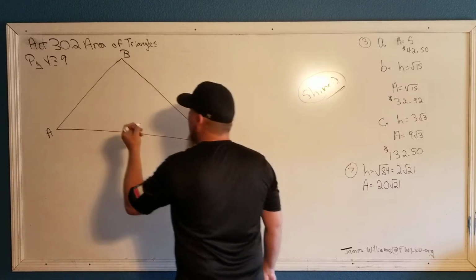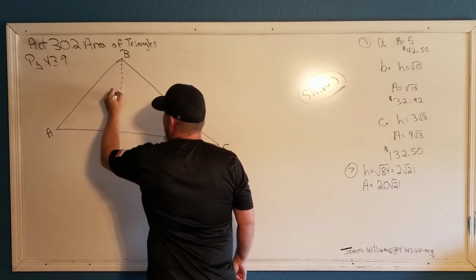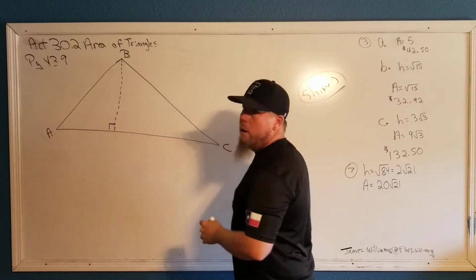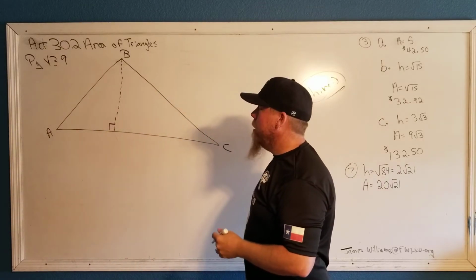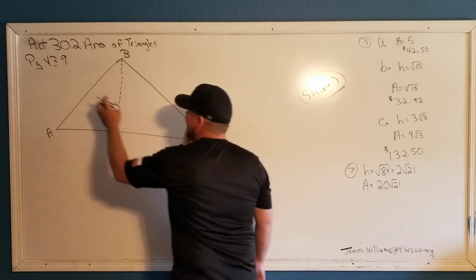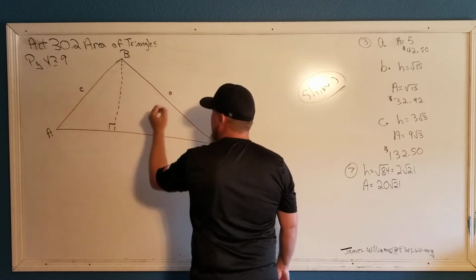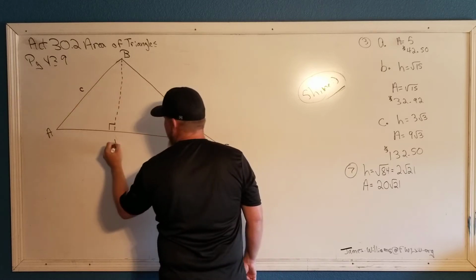So I'm going to draw my height. I'm going to go from B down here to AC, and again, this is a generic triangle. I don't know what any of these lengths are. Reminder, when you're labeling a triangle, you label the sides the same letter as the angle that's opposite, but lowercase letters. And so in this case, I have B here.